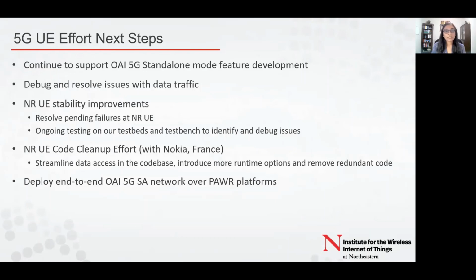Here are the overall next steps for our efforts. We are committed to supporting OAI with 5G standalone efforts, and we will continue to contribute to feature development, both in the control plane and user plane. One major priority for us is to debug and resolve issues with data traffic, as I talked about in the previous slides. We will also resolve the remaining issues with UE stability and will continue to test the UE for any issues that creep up as new features are developed.